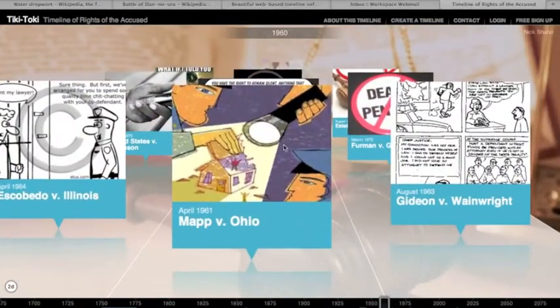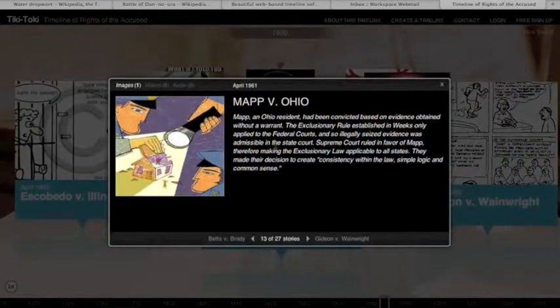And so that's an interesting blemish on the history of the rights of the accused. Mapp v. Ohio is a very important case. In Mapp v. Ohio, it was established that Mapp, an Ohio resident, had been convicted based on evidence obtained from her home without a warrant. The exclusionary rule applied in Weeks only applied to federal courts.